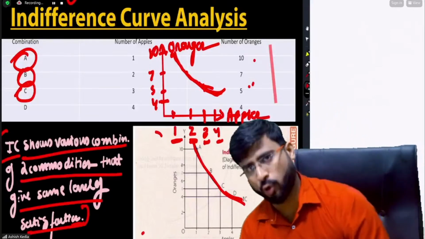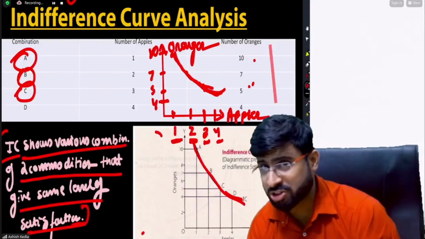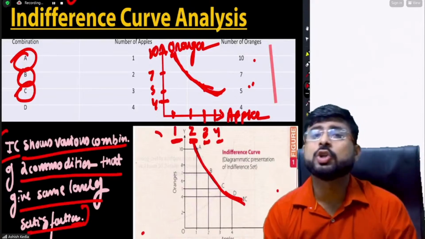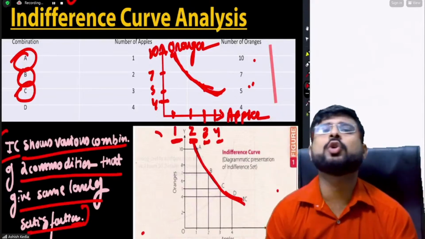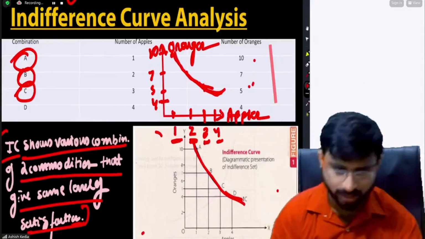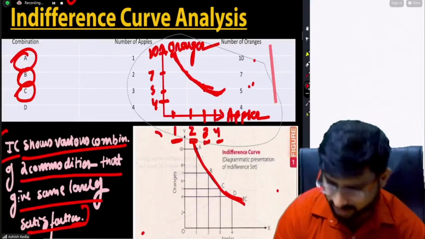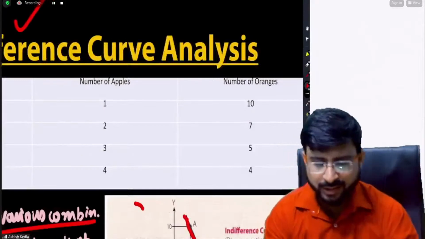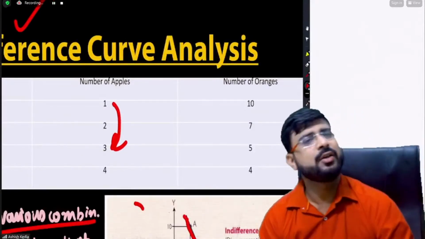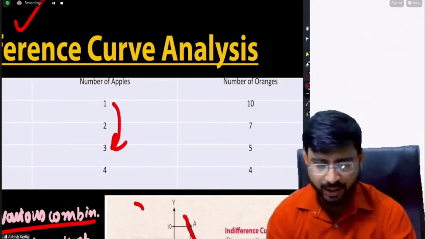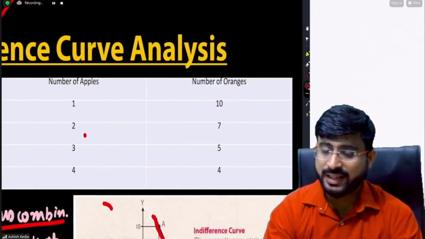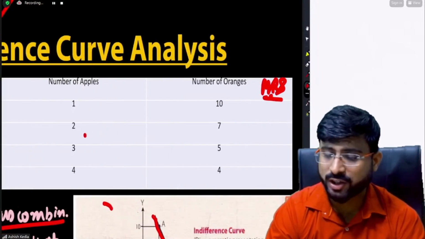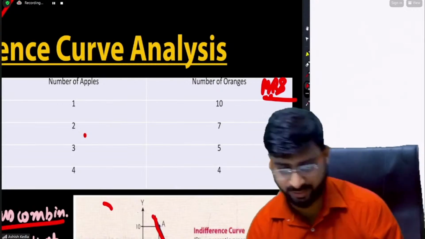It's not a straight downward sloping line, it's convex. Now your question is why, sir? Okay, I'll answer this. See, everyone, you know that to increase one commodity, we have to sacrifice some other commodity. Yes, sir, we know this. The quantity of sacrifice is called MRS.